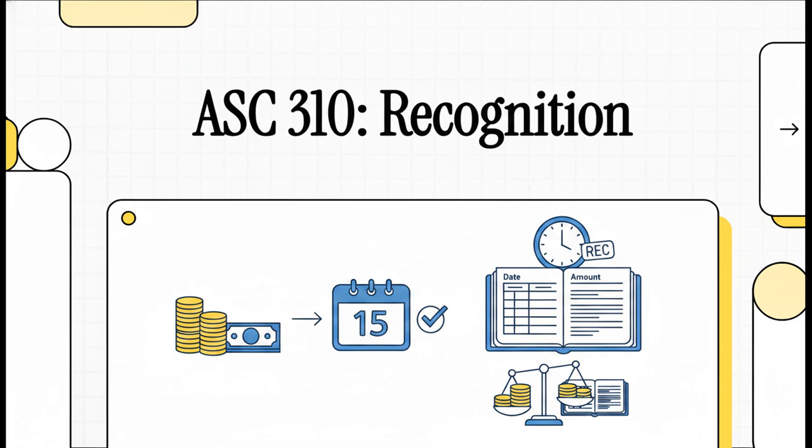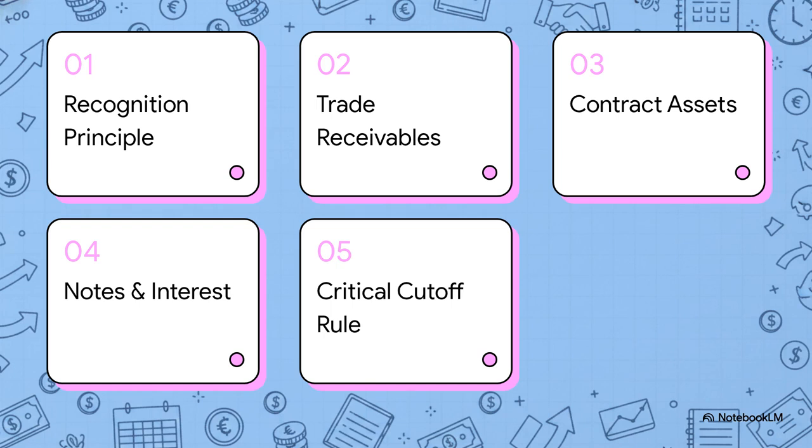It sounds super simple, right? But honestly, getting this timing right is the absolute bedrock of accurate financial reporting. Here's our roadmap for today. First, the recognition principle. Second, we'll run through some trade receivables scenarios. Third, the contract asset distinction. Fourth, notes and interest receivables. And finally, the critical cutoff rule. As we flow through these, notice how we anchor every single scenario to one universal golden rule.